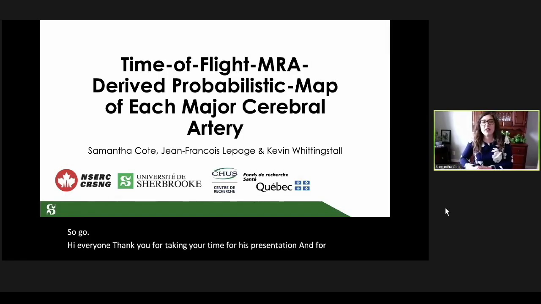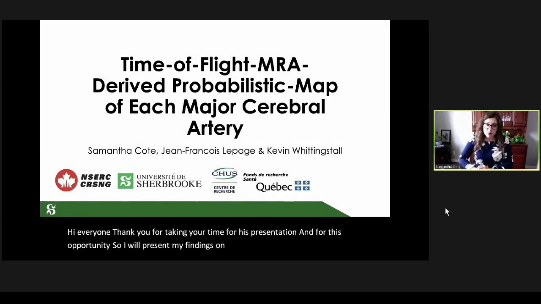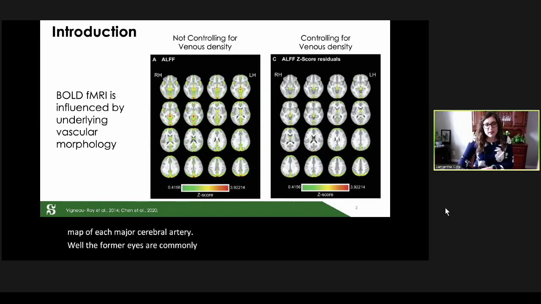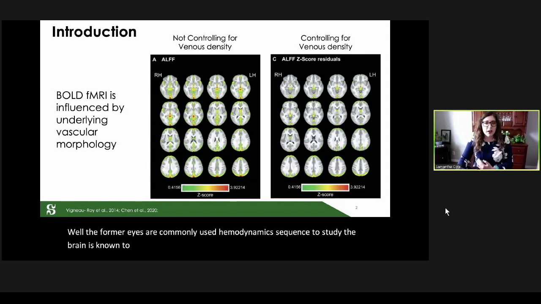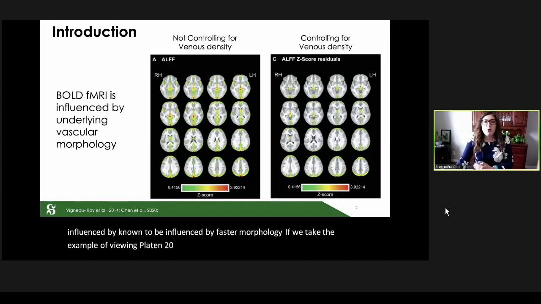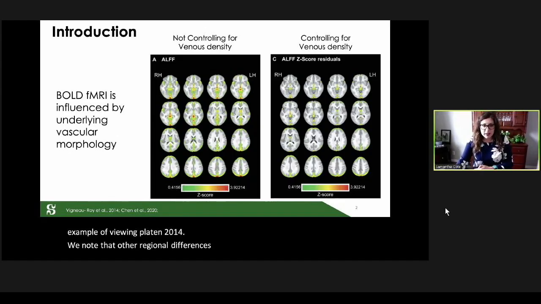So I will present my findings on time-of-flight MRI-derived probabilistic map of each major cerebral artery. BOLD fMRI is a commonly used hemodynamic sequence to study the brain. It is known to be sensitive to changes in cerebral blood flow and increasingly known to be influenced by vascular morphology. If we take the example of Viessmann and Gauthier in 2014, we note that regional differences in underlying venous density can have significant impacts on the BOLD signal.